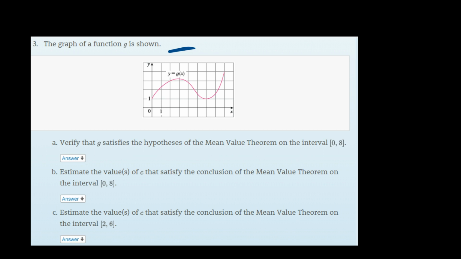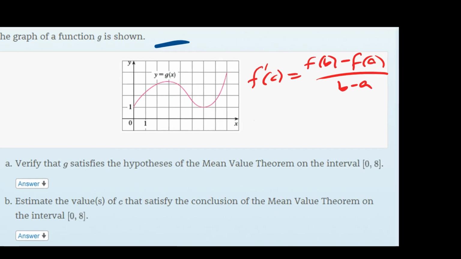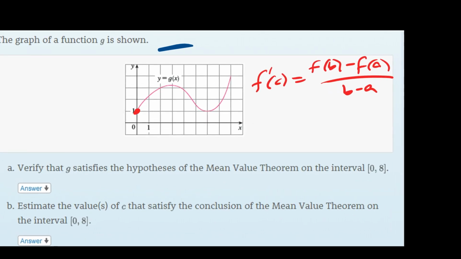All right, so the conclusion is that there's C such that f prime of C is equal to f of B minus f of A all over B minus A. So what you would do in this problem is you would find the slope. So let me do that in blue. So you'll find the slope manually here. So the slope looks like it's going to be over, let's see, 1, 2, 3, 4, 5, 6, 7, 8, and up 1, 2, 3. So the slope is 3/8.